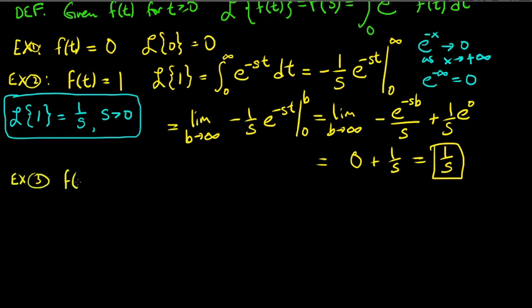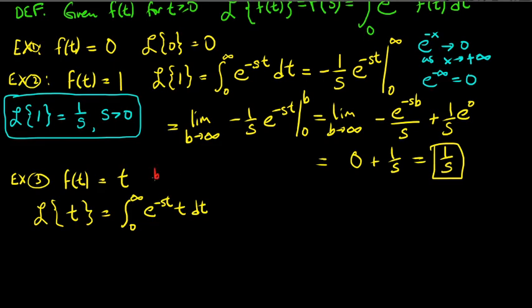So how about f of t is just equal to t itself? The Laplace transform of t is the following integral: going from 0 to infinity of e to the negative st times t dt. This one's a little trickier, because, you might remember, this has to be done by parts. So we'll integrate by parts.